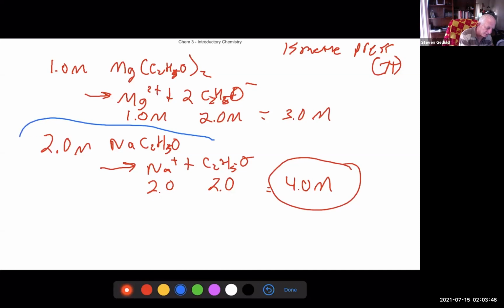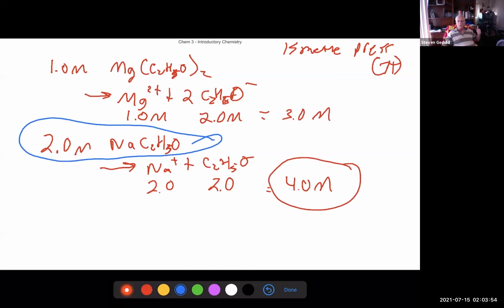The higher the number, the more particles you have dissolved, just like freezing points and boiling points. The more particles you have, the higher the boiling point goes. The more particles you have, the lower the freezing point goes. The more particles you have, the higher the osmotic pressure goes. It increases the effects of the colligative property. Is that right?